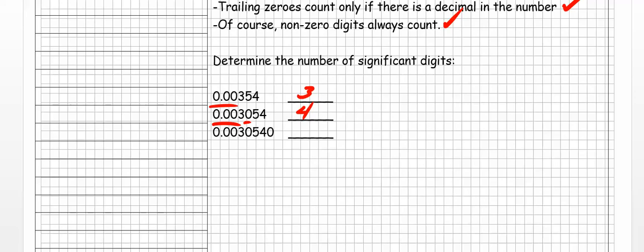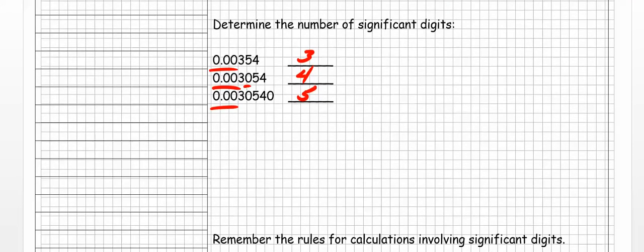And finally, 0.00305440. The 0.00 are not significant because they're leading zeros. 3, 0, that 0 is significant because it's trapped between two non-zero digits. 4, 0, this 0 is a trailing 0, and trailing zeros count if there's a decimal somewhere else in the number, and there is. So how many total significant digits? 1, 2, 3, 4, 5 significant digits in the number.